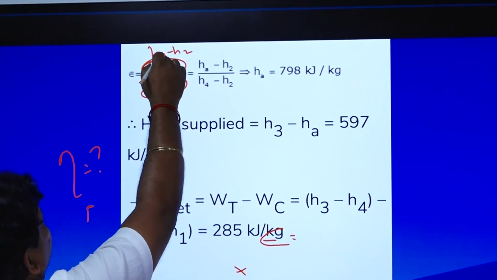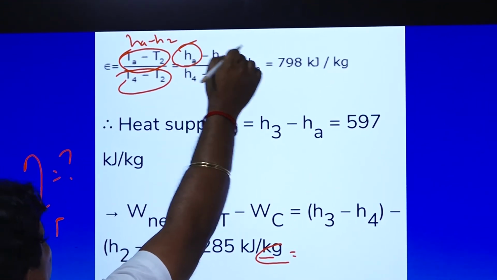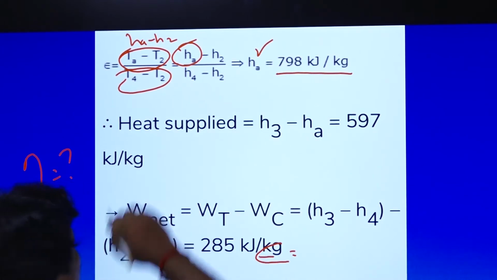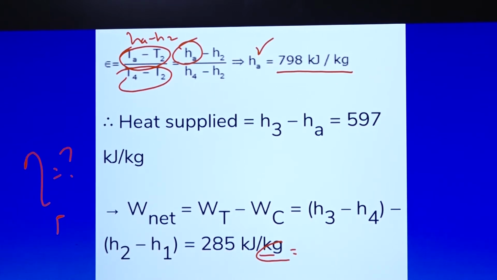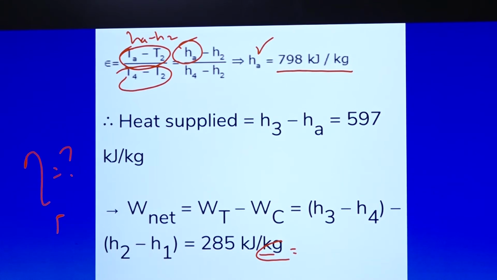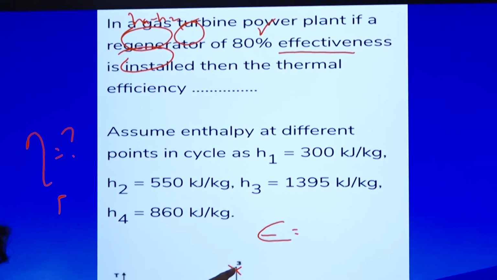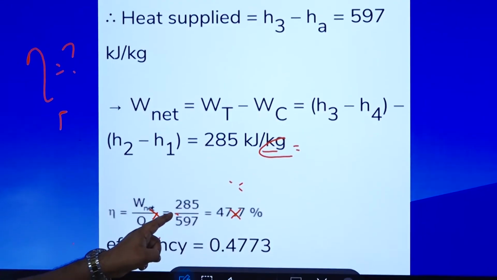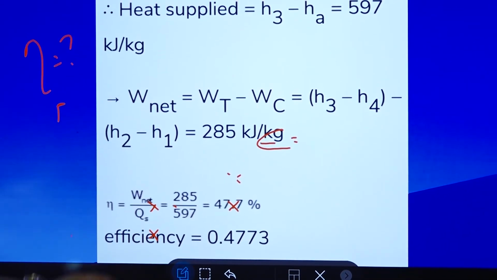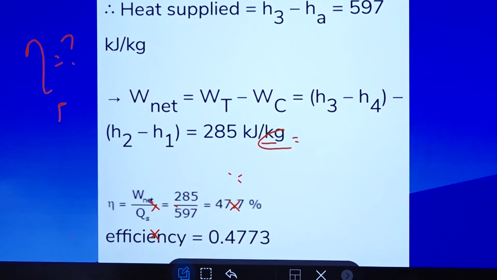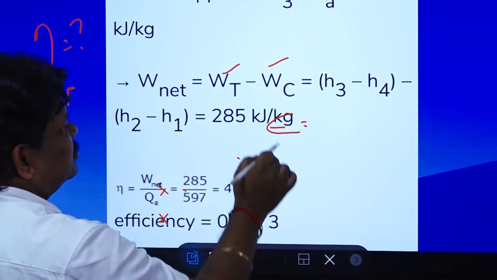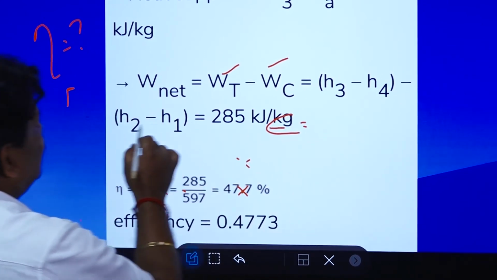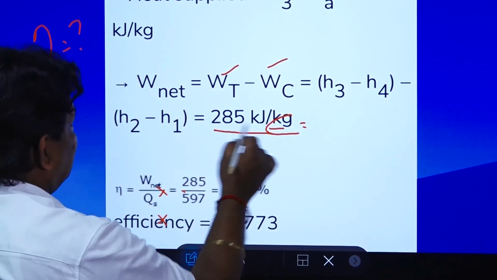From this you find the only unknown, HA, which is 798 kilojoule per kilogram. Now you can find the heat supplied. Heat supplied is H3 minus HA, the amount of heat energy that is supplied, so it is 597 kilojoule. The net work done is the difference between the work done by the turbine and the work done by the compressor. So H3 minus H4 minus H2 minus H1 will give you the net work done.